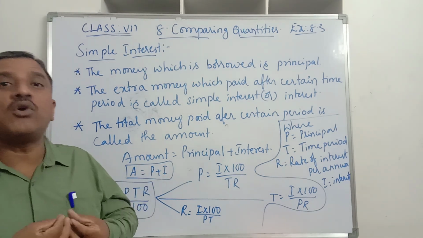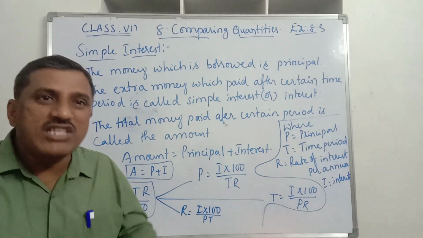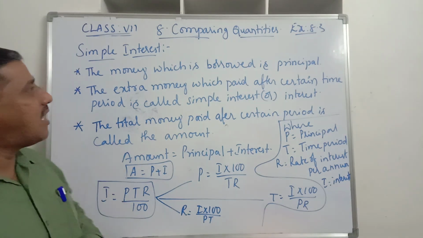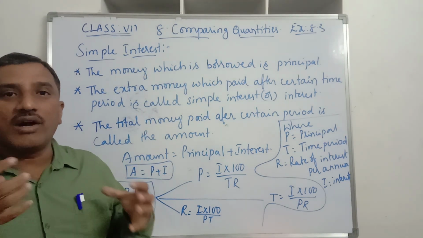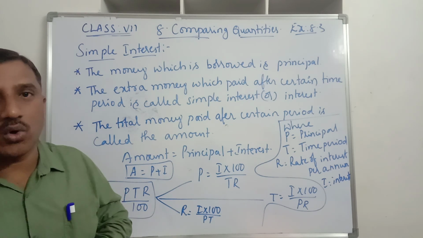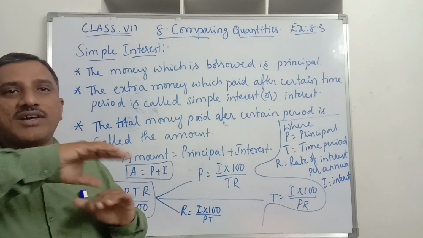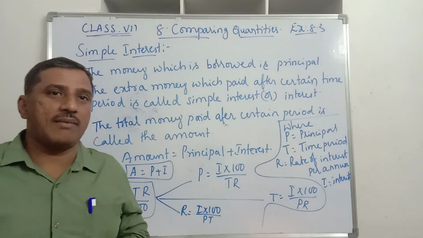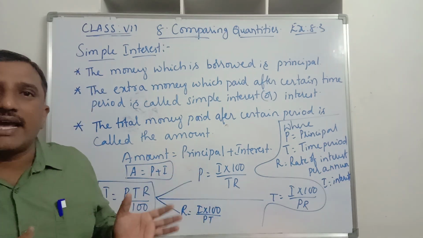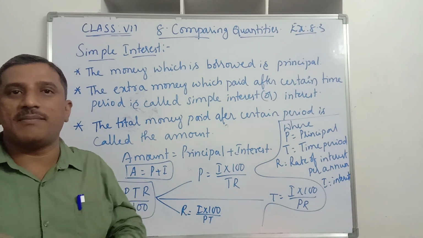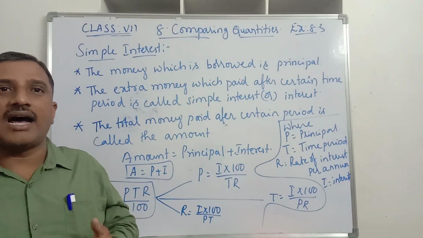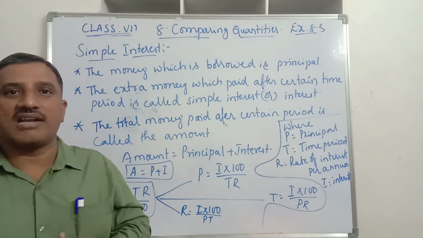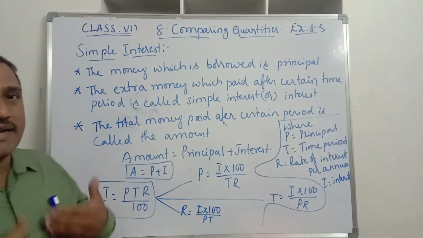The amount which we borrowed, the amount which we took from the person or from the bank, is known as the principal amount. What is principal? The amount which is borrowed is known as principal. After a certain time period, we have to pay some extra money. Definitely we have to pay. Nobody will accept if I took a 10 lakh loan from the bank, and after 1 year, I pay only 10,000. So he will take some extra money.